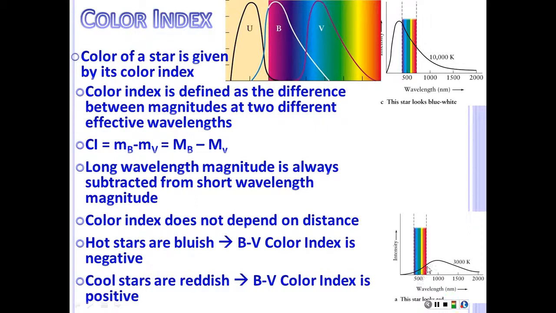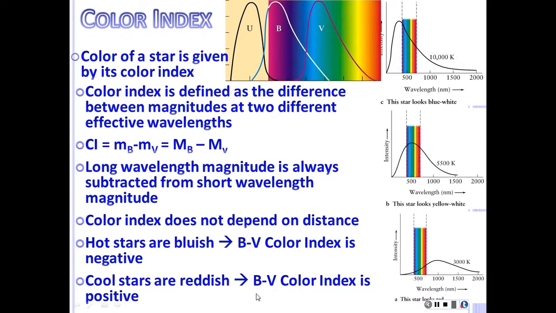If you go to something cool like a 3000 Kelvin star, now we've got more red than blue light. So it looks reddish, and what we're going to get is that V will be more negative and B will be more positive, and so as we subtract a negative number, we get something that is positive. And then if we have something that's middling, like the Sun, something yellowish, then you have about the same blue and red, and so you're going to end up with something close to 0 in its color index.